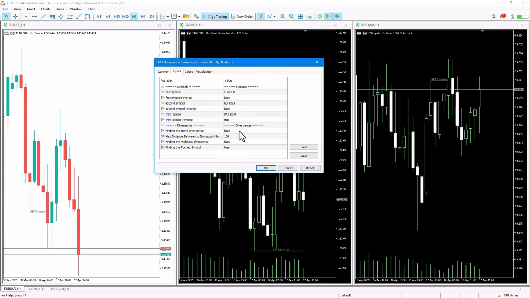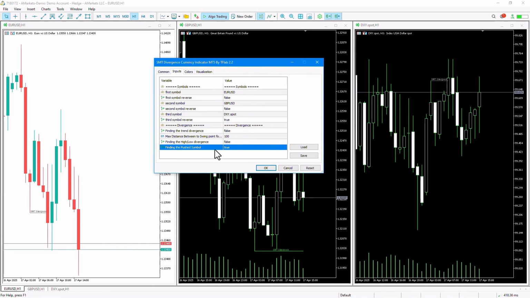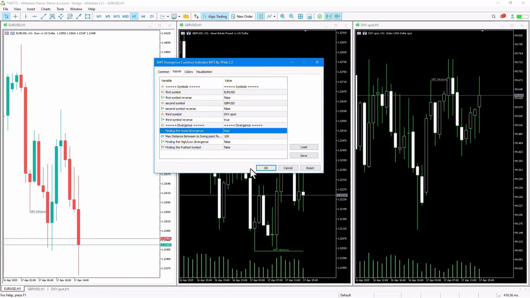In the next section, we can enable or disable the display of various SMT divergences. By default, the push symbol mode is enabled. Here I am enabling the trend divergence.